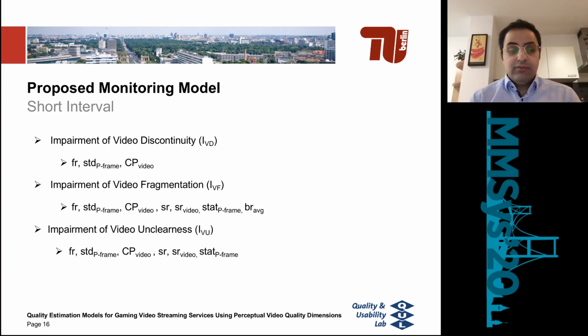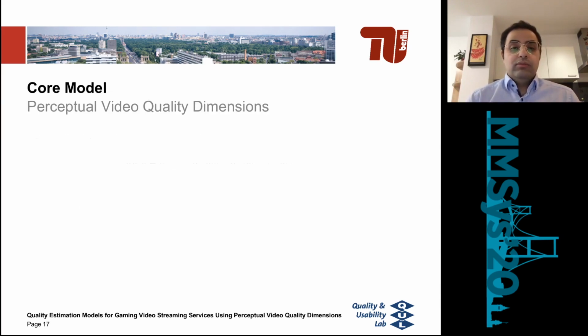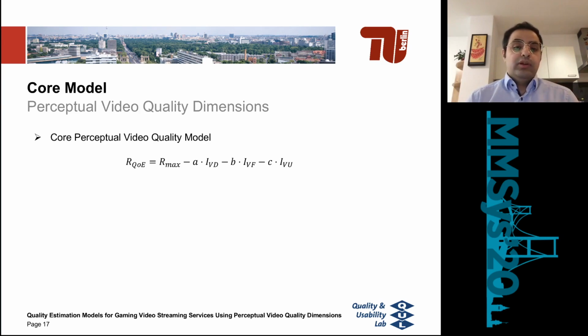And finally, we use random forest, so 3 different random forest models to predict each impairment, and finally put them together to make a prediction of overall QoE.